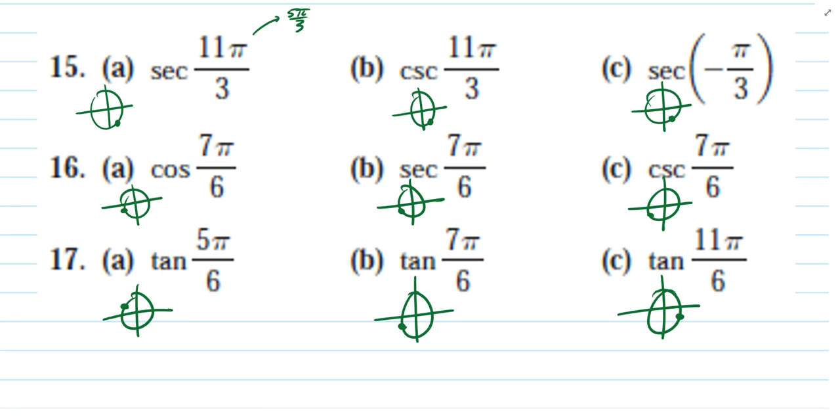Now, before I note the solutions, here are diagrams for each of the problems. And I'll also point out here that 11 pi over 3, well, that's a full rotation of 6 pi over 3 plus an additional 5 pi over 3. So the result is the same as the position 5 pi over 3.